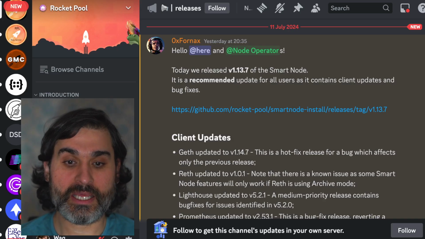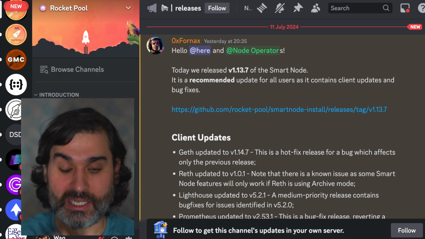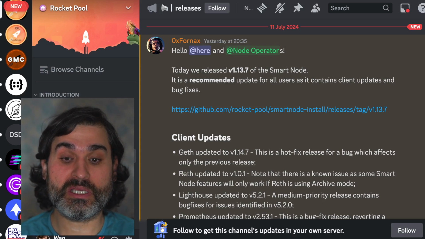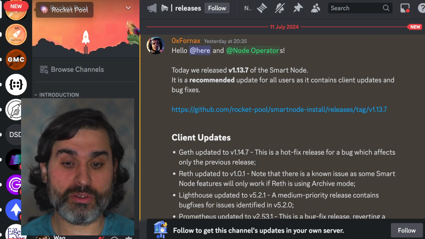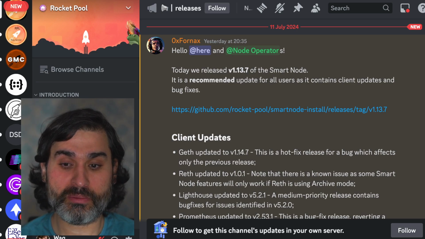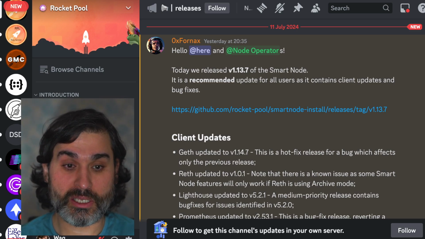So we're going to get started here with news from Fornax. And Fornax says that today we've released version 1.13.7 of the Smart Node. And this is a recommended update for all users, as it's got client updates and bug fixes. So let's see what else it includes here.